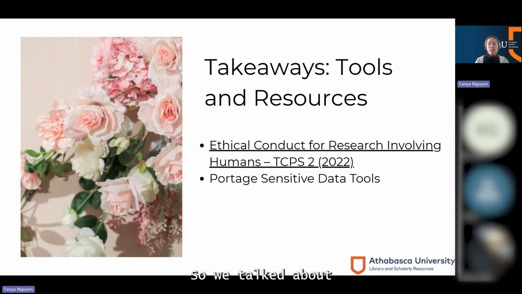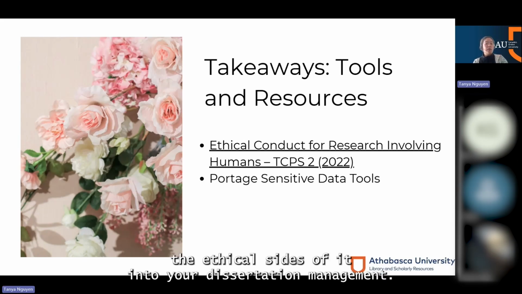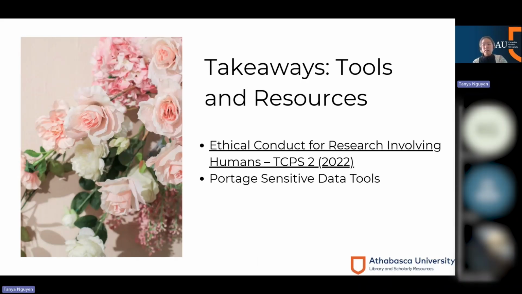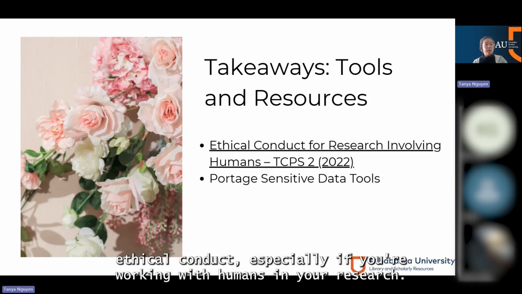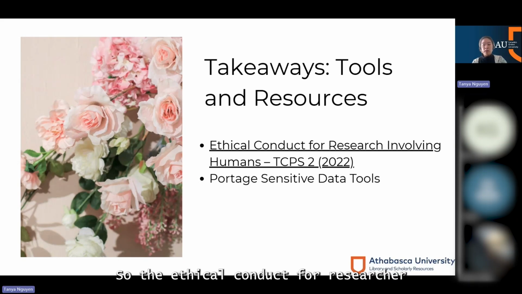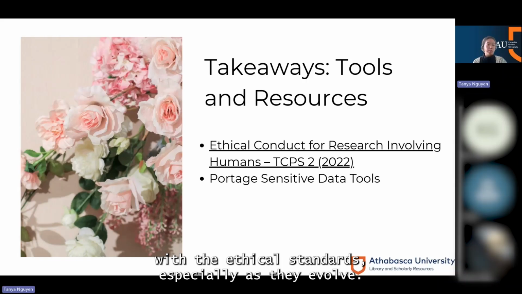So we talked about data management plans and how it's important to integrate the ethical sides of it into your research data management. So let's talk about some resources and tools that support you in maintaining ethical conduct, especially if you're working with humans in your research. The ethical conduct for research involving humans is outlined by the TCPS2, and this guideline is crucial for ensuring your research aligns with the ethical standards, especially as they evolve.